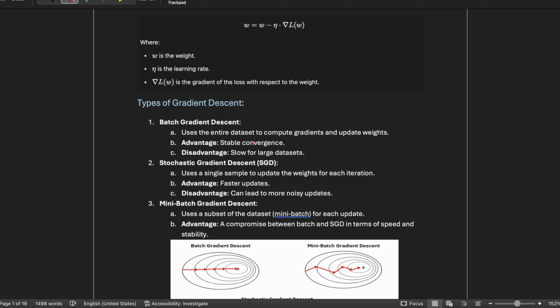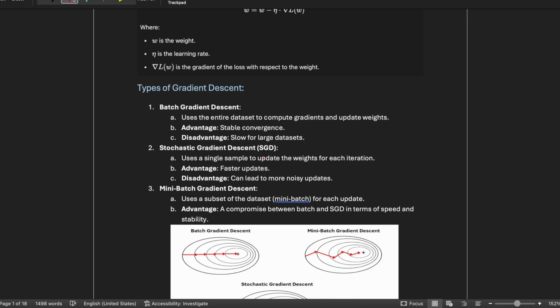So what happens in batch gradient descent? In batch gradient descent, it uses the entire data set to compute gradients and update weights. The advantage is stable convergence, and the disadvantage is that it is slow for large data sets. So basically, what happens in batch gradient descent?